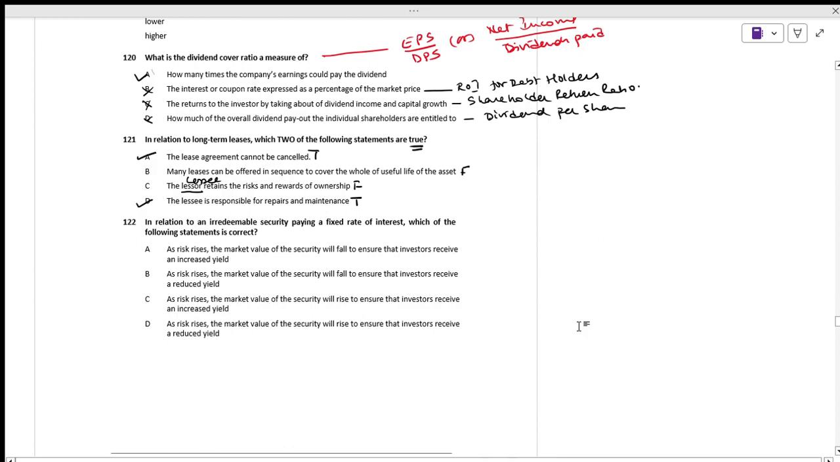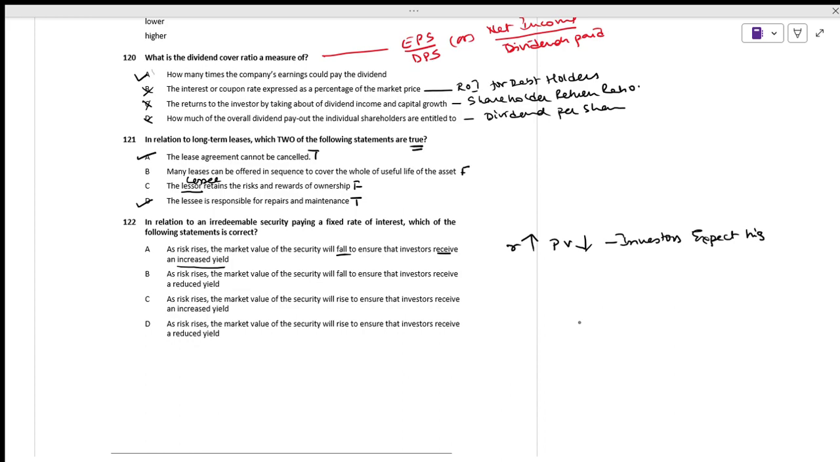In relation to irredeemable security paying a fixed rate of return, which of the following statements is correct? As risk rises, the market value of security will fall to ensure that investors receive an increased yield. See, if the value of R increases, the present value will decrease. When the present value decreases, the investors will expect a higher yield. This is the rule which we have to always remember.